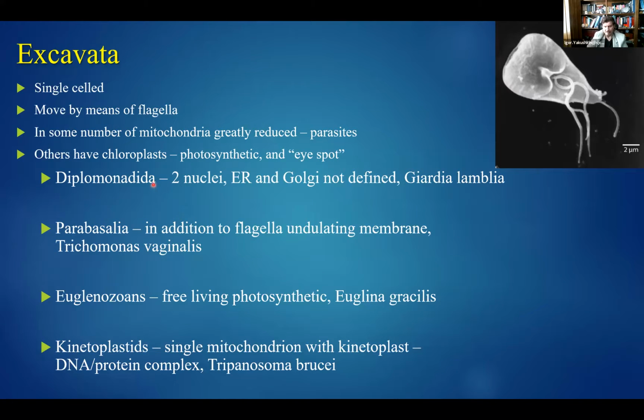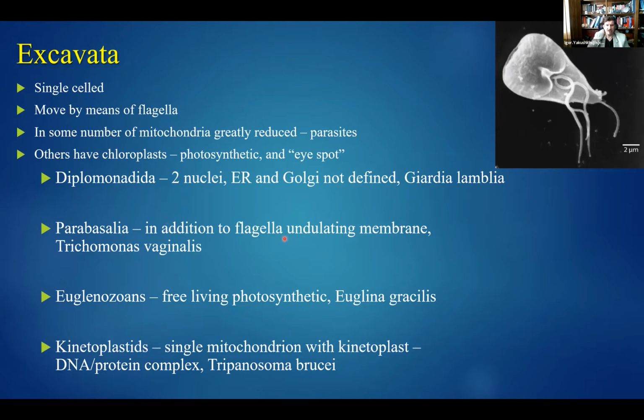So diplomonads, generally this is the group of parasites, including those of humans. They have 2 nuclei, and the ER, endoplasmic reticulum, as well as the Golgi are not really defined. What does it mean? They don't really have them. Why not? They're taking all of the lipids as well as the proteins from the host. Then today I think we have Trichomonas. Yes, we have Trichomonas, even though not vaginalis. Oh no, we'll talk about Trypanosoma, but it's the same group. Parabasalia, no flagella.